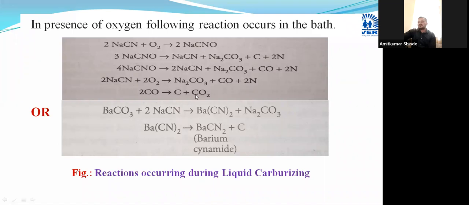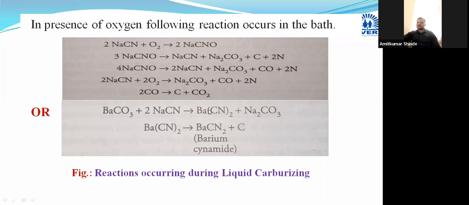This carbon will diffuse. In another way, other reactions can also occur here. That is, barium carbonate will combine with the sodium cyanide and form the intermediate compound barium cyanamide.